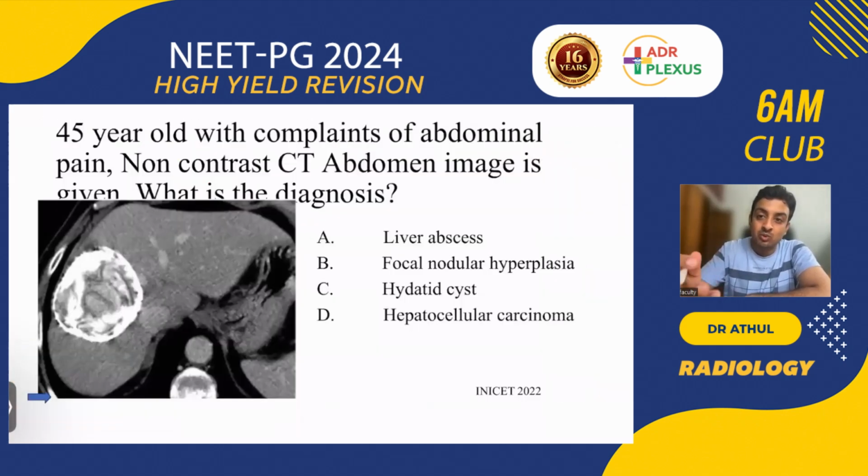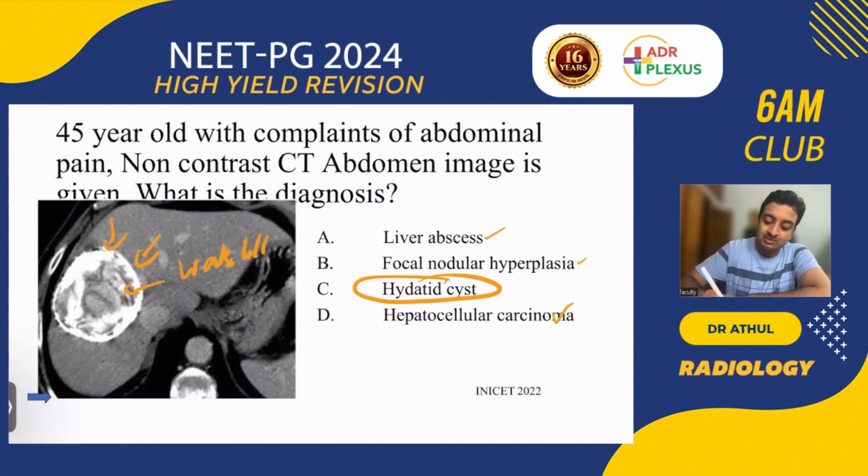Finally, whenever they are showing you a calcified liver lesion like this, what will be the answer? Whether it will be a liver abscess, focal nodular hyperplasia, hydatid disease, or hepatocellular carcinoma. If you want to make the diagnosis of FNH, HCC or liver abscess, you need contrast. But with hydatid disease, when it is calcified, you are able to see the membranes also. That is called the water lily sign, a calcified water lily actually. So this is a hydatid cyst.